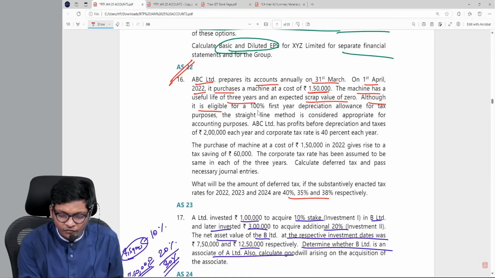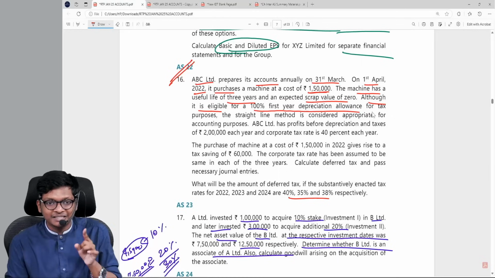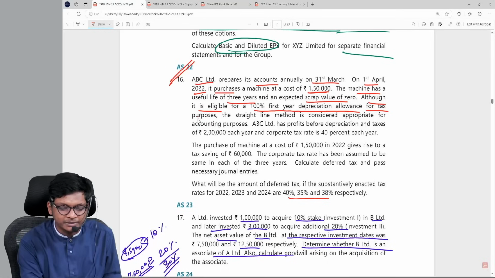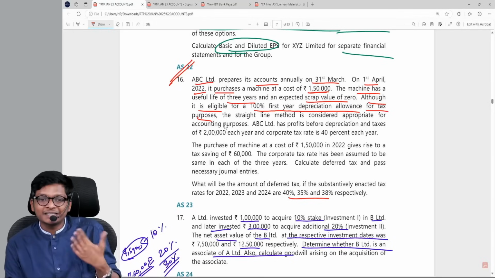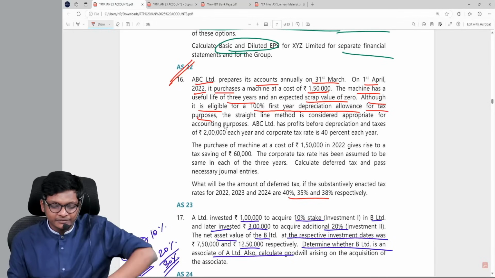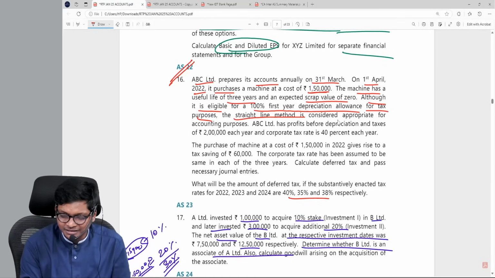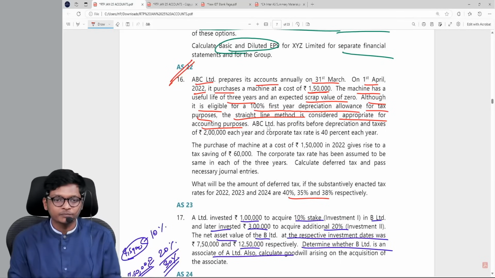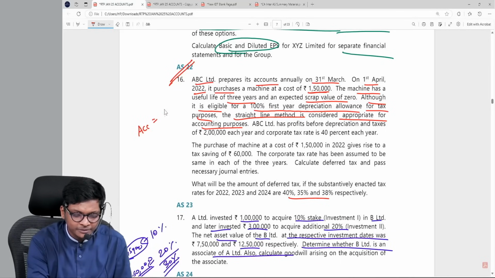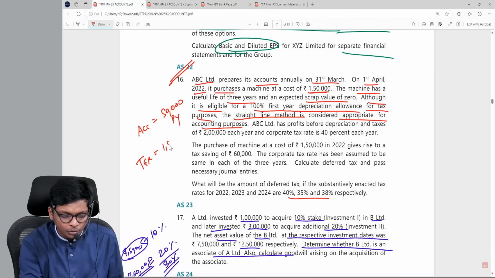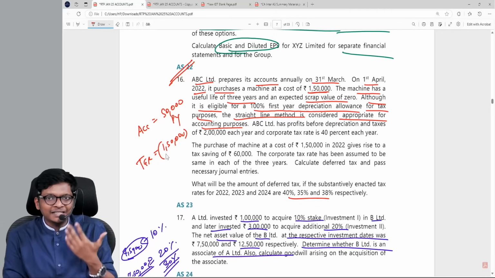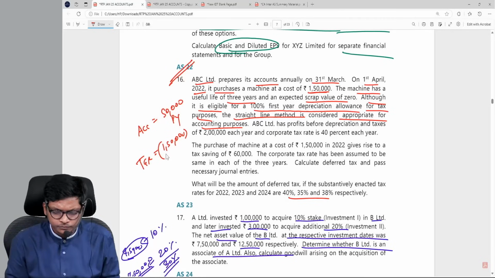Although it is eligible for a 100% first year depreciation for taxation purpose. So under income tax, in the first year you get 100% depreciation. That's why the difference comes. The straight line method is considered appropriate for accounting purpose. So for accounting purpose depreciation is 50,000 rupees per year for 3 years, but under income tax it is 1,50,000, 100% in the first year itself. That means in the second year and third year, no depreciation is allowed.